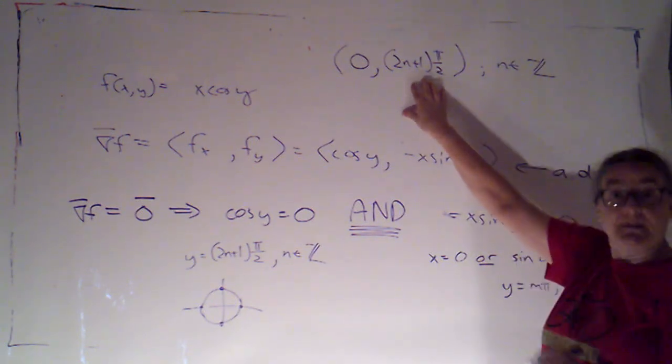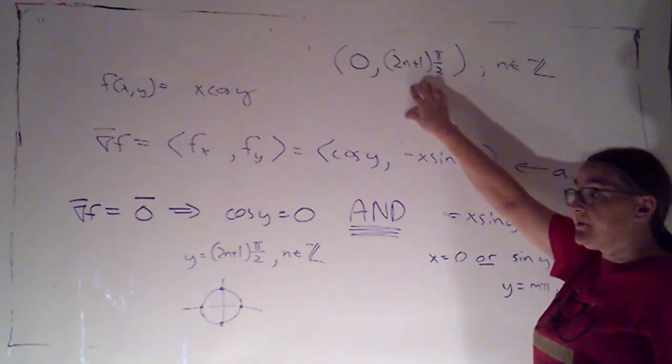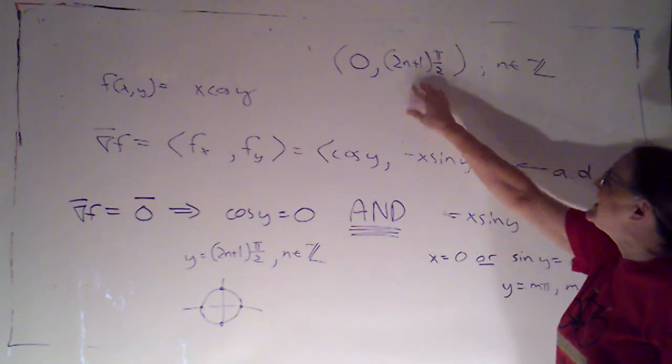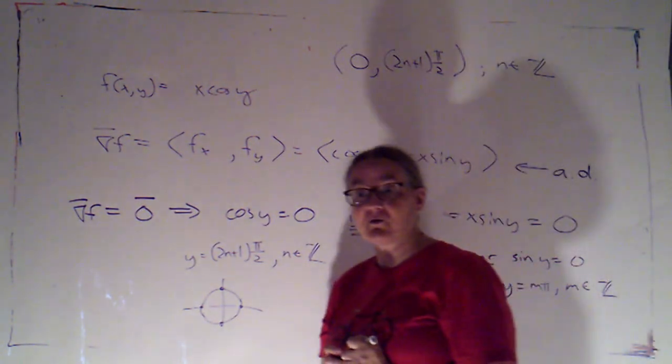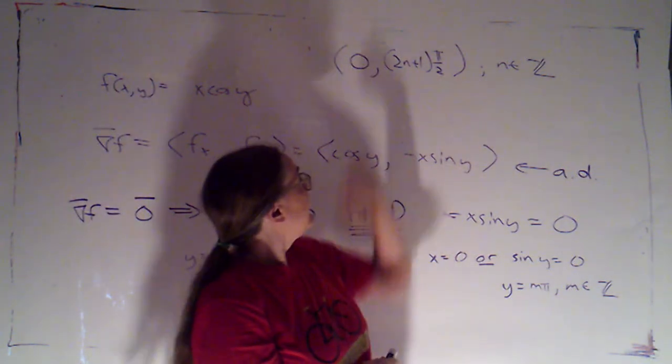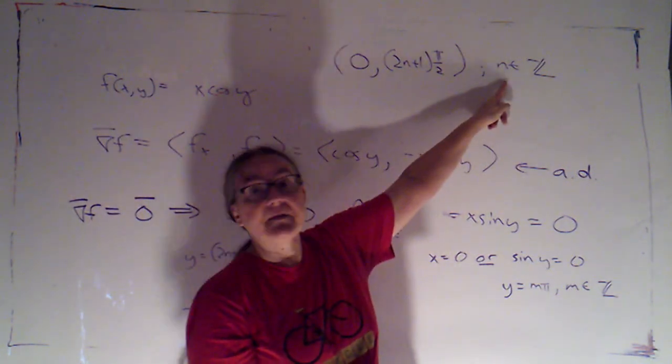Notice there are infinitely many of them. That's perfectly acceptable. You can have infinitely many critical points. But we're able to write them all down because we can describe them by just using the integers like so.